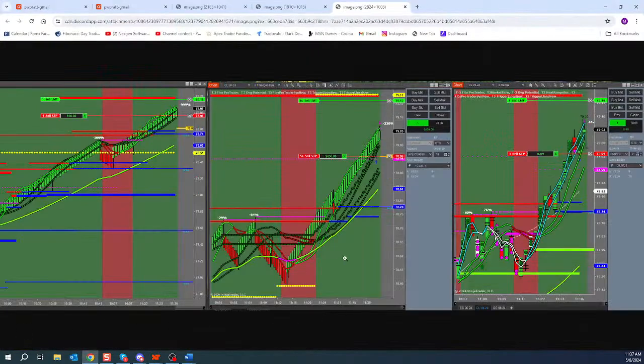Show me a picture, Sergio. And then Paul, with all the momentum, you take the snapback and just ride that wave of momentum. Nice trade.